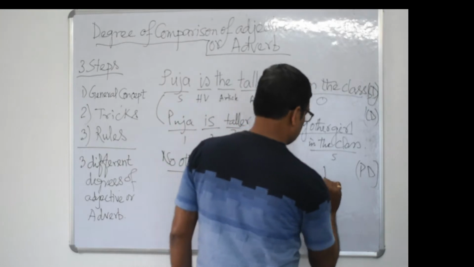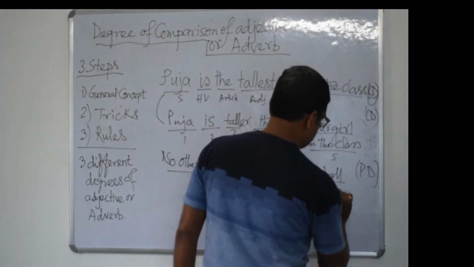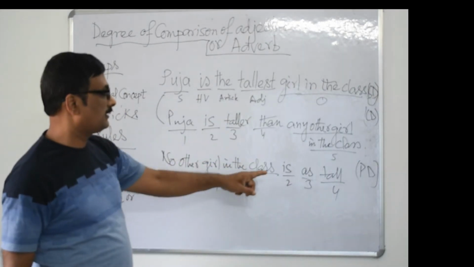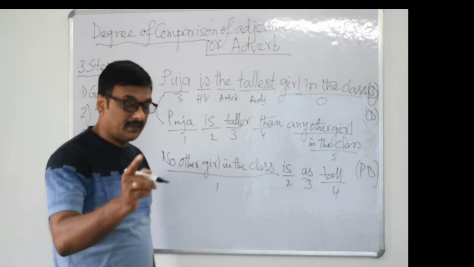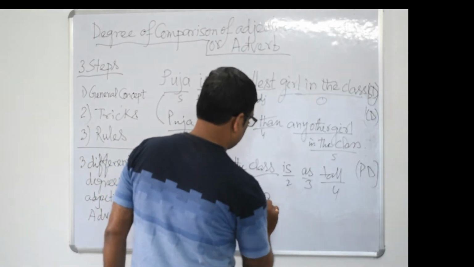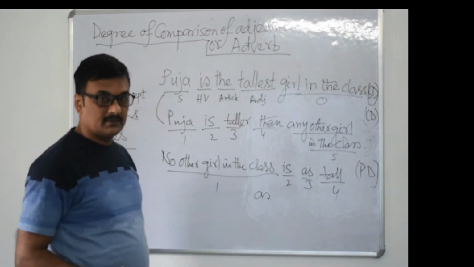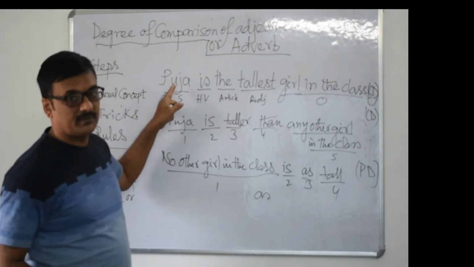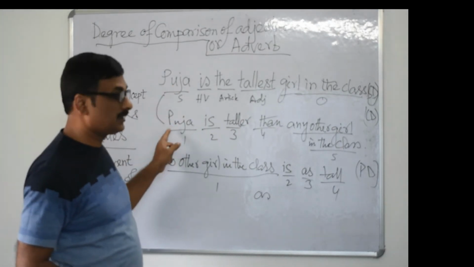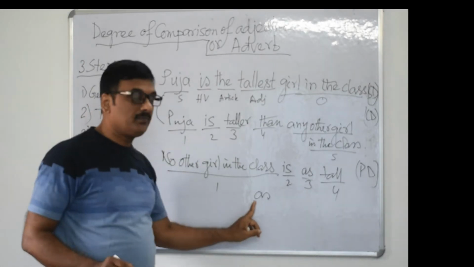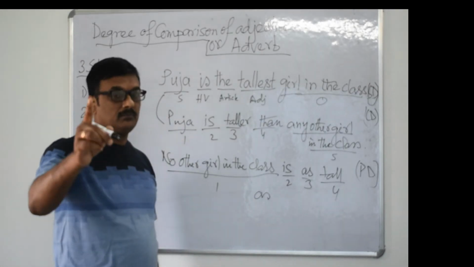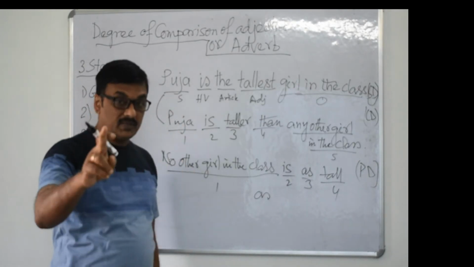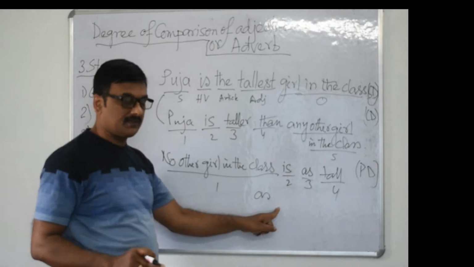So this is number 4. No other girl in the class is as tall. Then as whom? After as, the subject of comparative and superlative degree, that is Puja, becomes the object of positive degree. The subject of comparative and superlative degree becomes the object of positive degree.